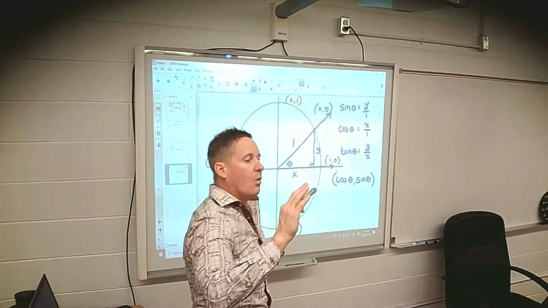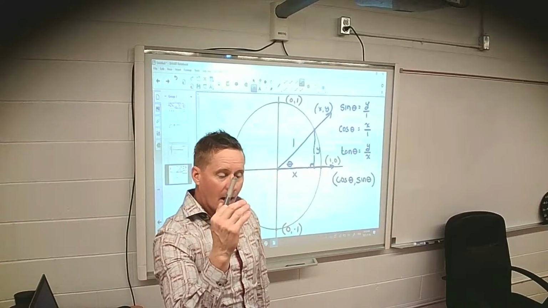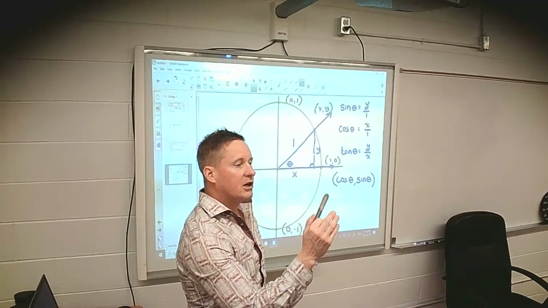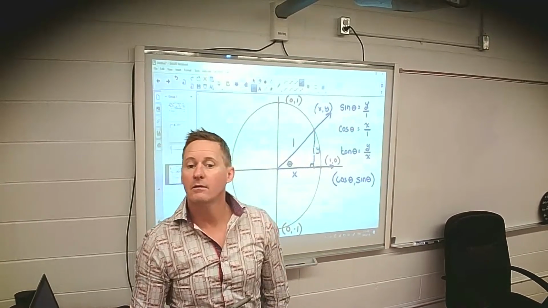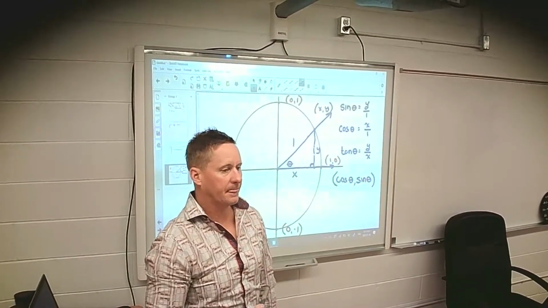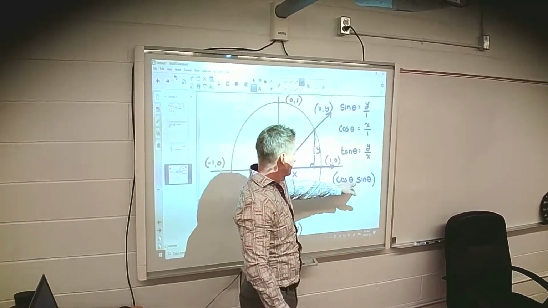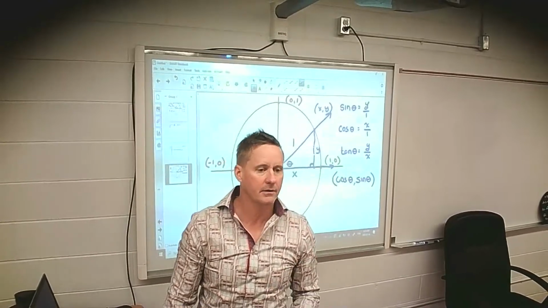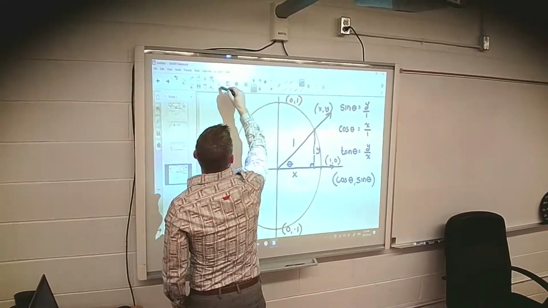0. All right. What is the cos of 90 degrees equal to? And what is the sine of 90 degrees equal to? 1. What is the cos of 180 degrees equal to? -1. What is the sine of 180 degrees? 0. So each of these coordinates here, the x value represents the cos value, and the y value represents the sine value. So that's important.